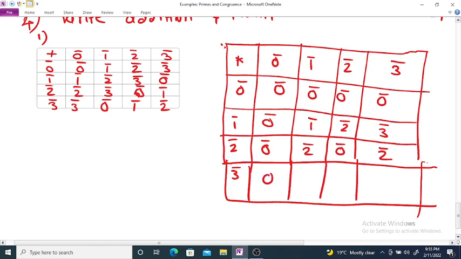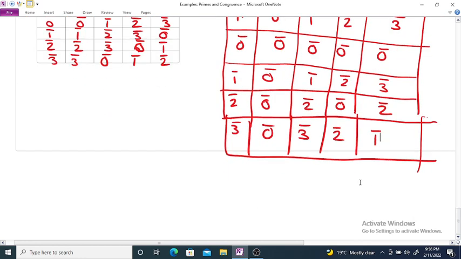3 bar into 0 bar is 0 bar. 3 bar into 1 bar is 3 bar. 3 bar into 2 bar is 6 bar, and 6 bar is congruent to what? 2 bar. And 3 bar into 3 bar is 9 bar, which is congruent to what? 1 bar modulo 4. So this is the multiplication table for Z4.